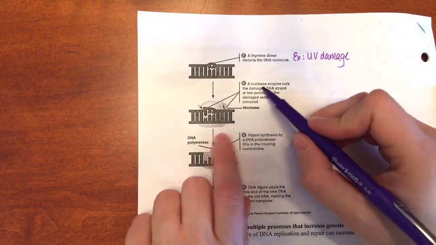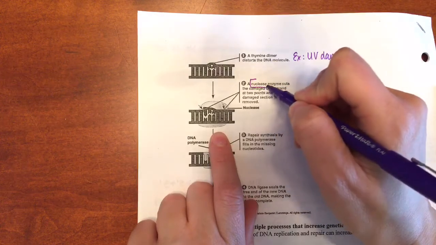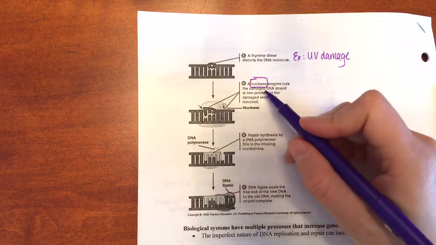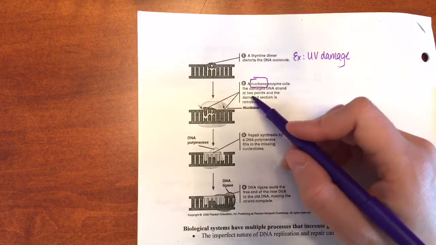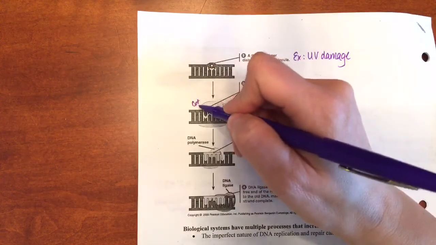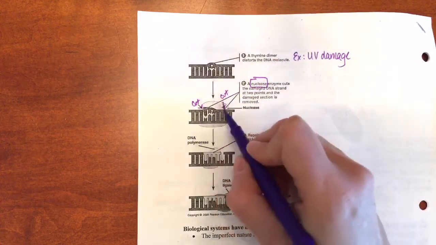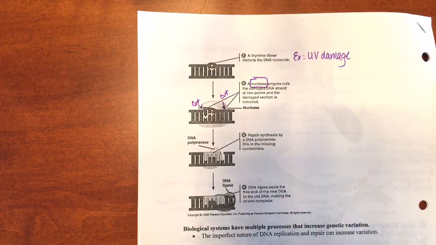So in comes an enzyme called nuclease. This I'm going to have you box in. This you need to know. It cuts, you need to know this one. Nuclease cuts the damaged DNA at 2 points. So here's the cut right here, that's what this arrow is, and a cut right here. So 2 cuts on either side of the damaged DNA and removes that damaged section.